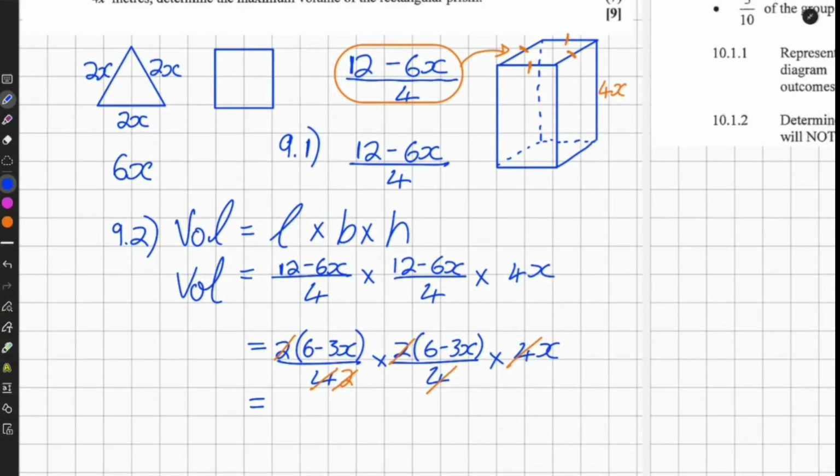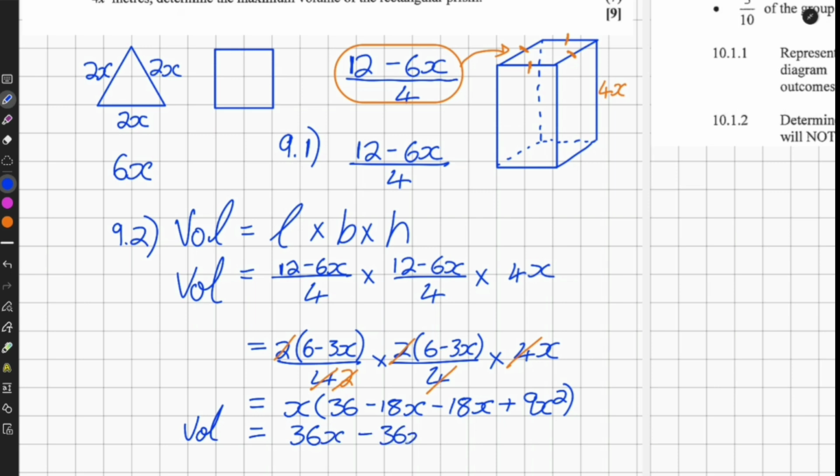So in this case, I have 2 brackets there, and I just need to FOIL them, but I need to remember there's an x at the back. So I'm first going to FOIL, and then just say, okay, so this is 36, and then 6 times 3 gives me minus 18x, and then plus 9x squared. Okay, great. Now I can simplify that and multiply the x in. So the simplified form of volume would then be 36x minus 36x times x, so minus 36x squared, and then plus 9x cubed. Okay, great, that's my volume formula.